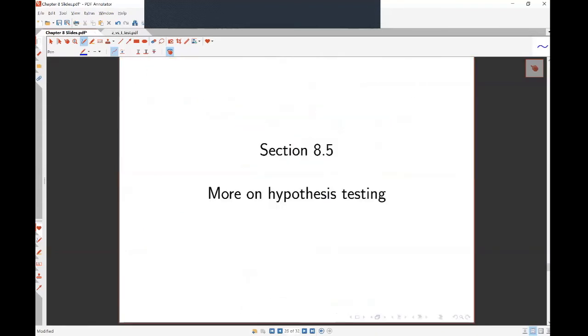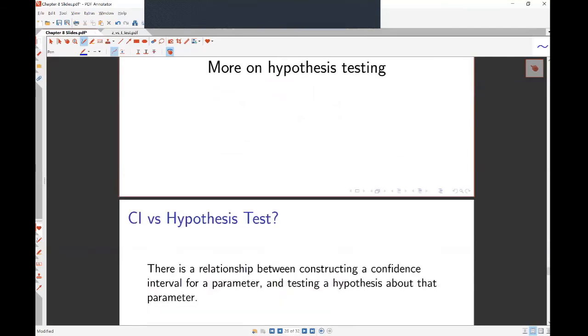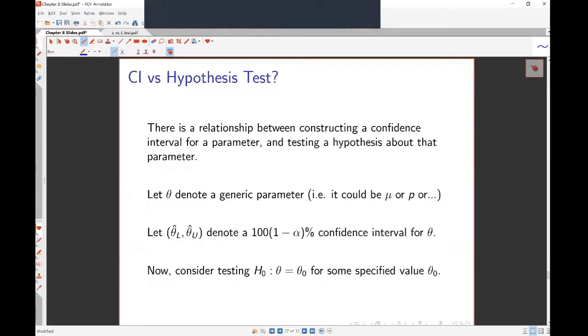The last section in chapter 8 is just looking at some important concepts relating specifically to hypothesis testing. So digging into some of the detail a little bit. First question we're going to answer is, when should we use a confidence interval and when should we use a hypothesis test?